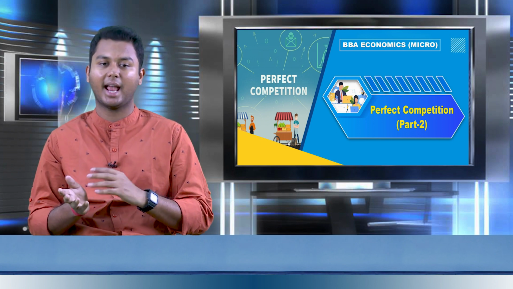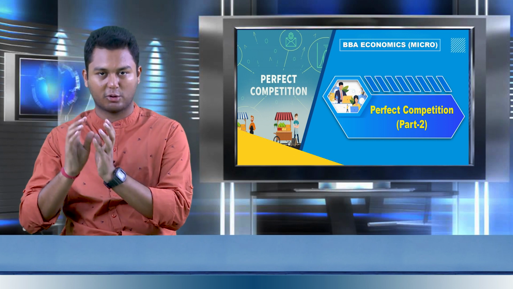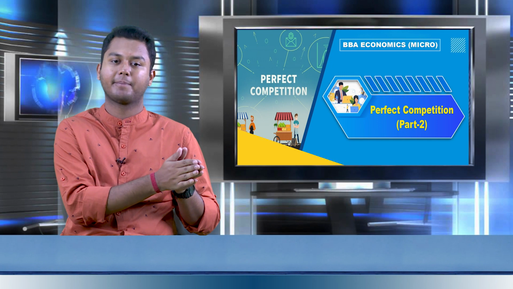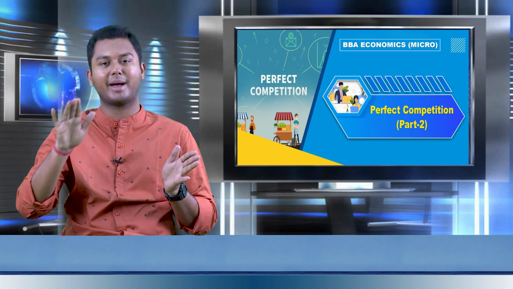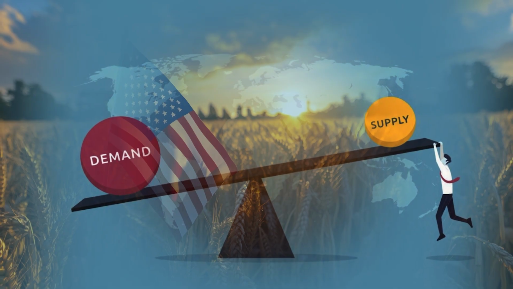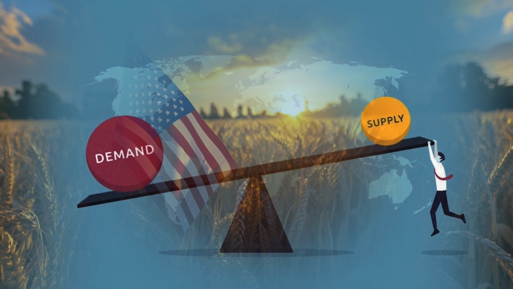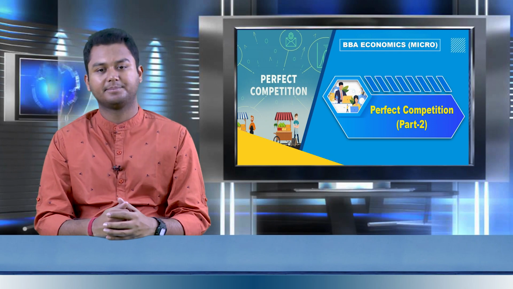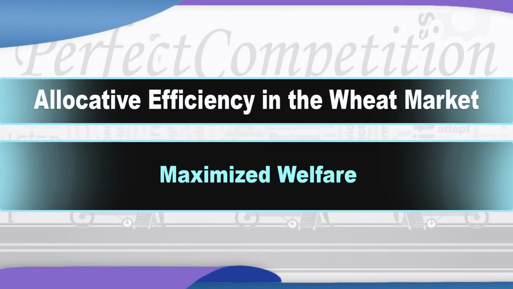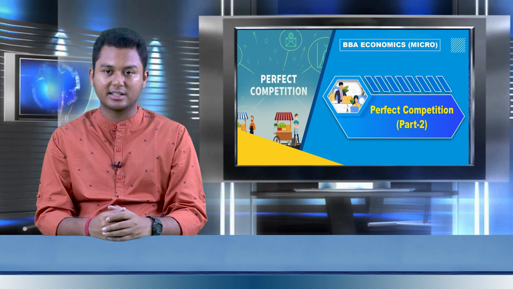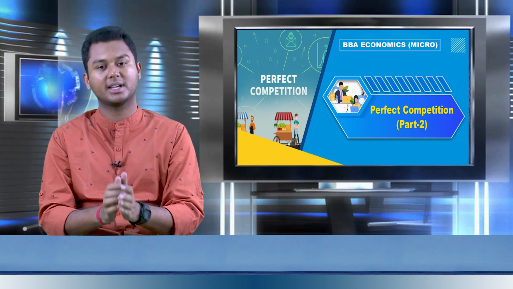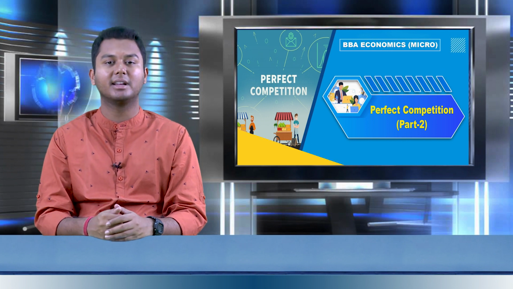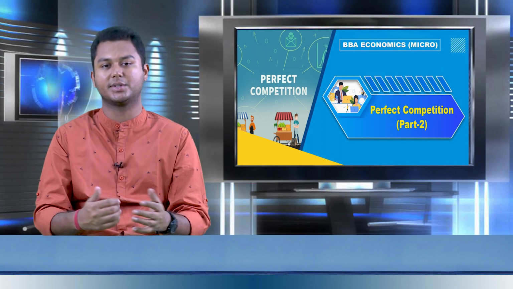Farmers, by producing at the price equals marginal cost point, ensure that wheat is produced up to the point where the value to consumers matches the cost of production. That is, demand and supply literally match one another and they dictate the price. So what is the outcome? There is maximized welfare. Allocative efficiency is achieved as wheat is produced in quantities that match consumer demand, thus maximizing the welfare of both consumers and producers.